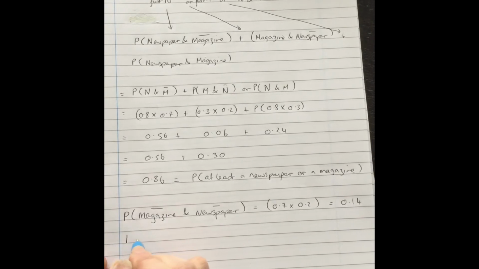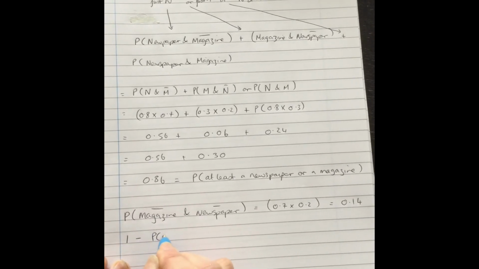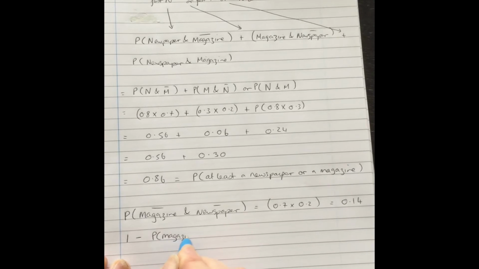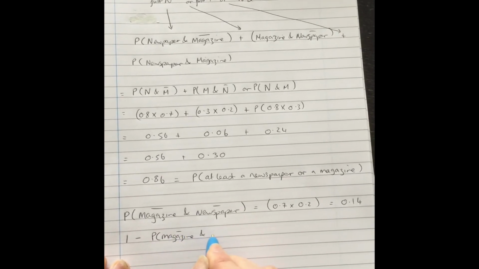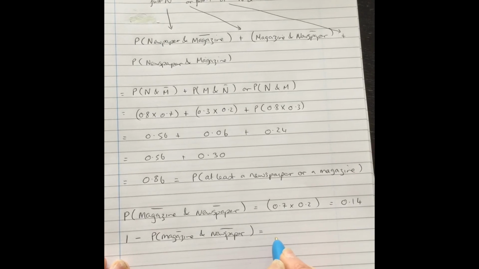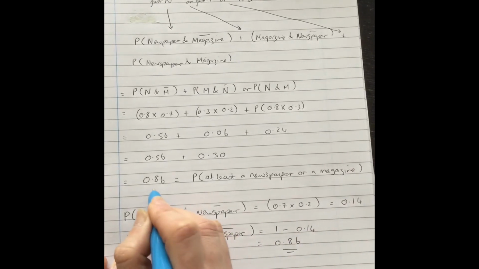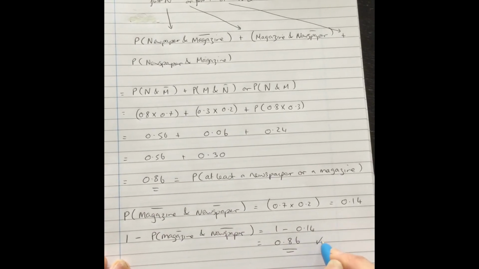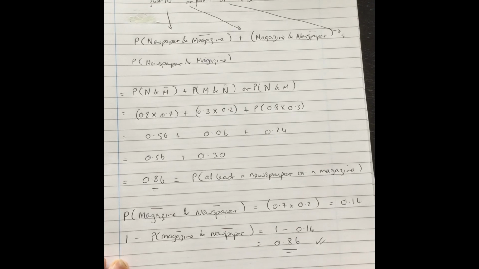Therefore, if I did 1 minus the probability of not buying a magazine and not buying a newspaper, I would get the probability of buying at least a newspaper or a magazine. And notice how my answer is the same for a lot less working. This is a more time efficient solution to this question.